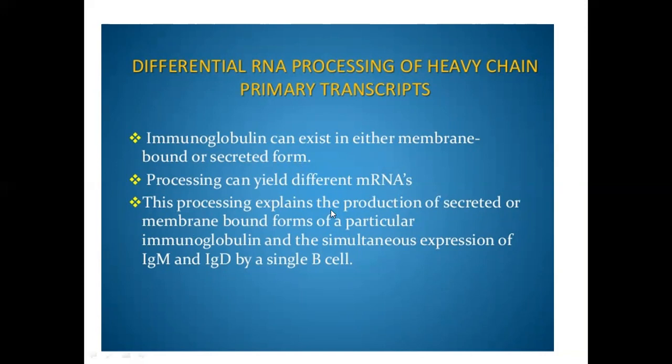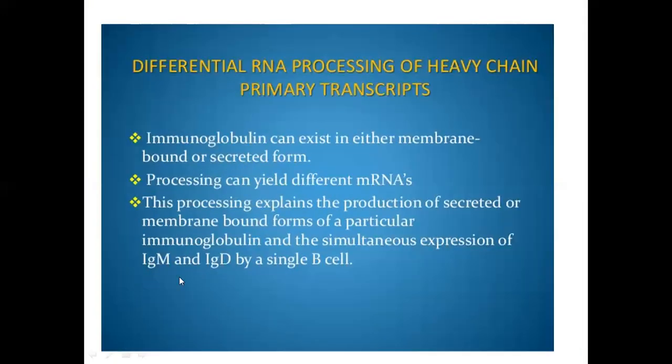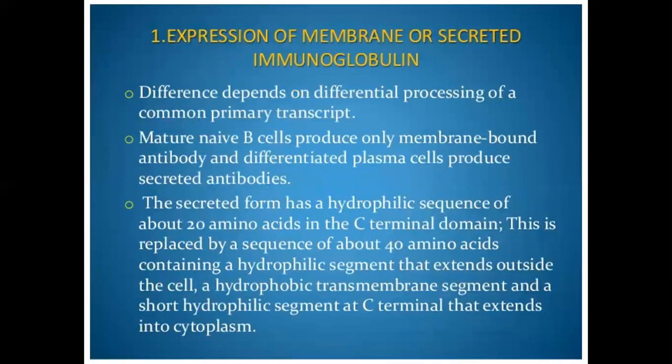This processing explains the production of the secreted or the membrane bound forms of a particular immunoglobulin and the simultaneous expression of IgM and IgD by a single B cell. So the processing of the mRNA transcript gives the different immunoglobulins, whether it is IgM or IgD, in the B cell. We'll see how the membrane or secreted immunoglobulins are expressed.